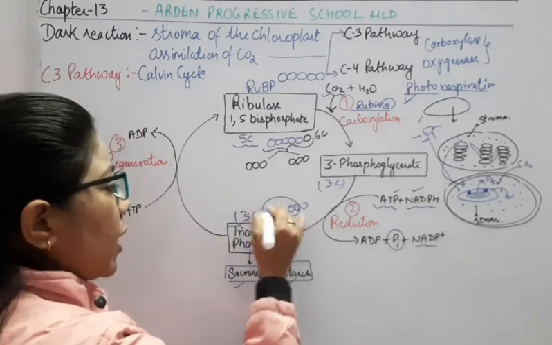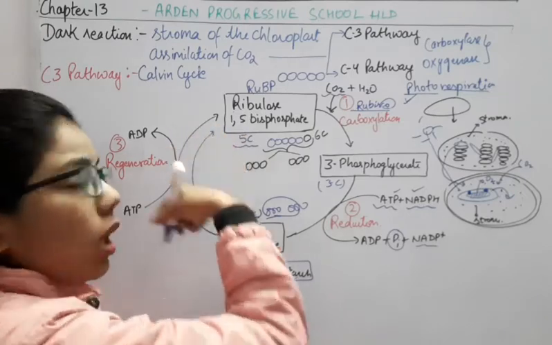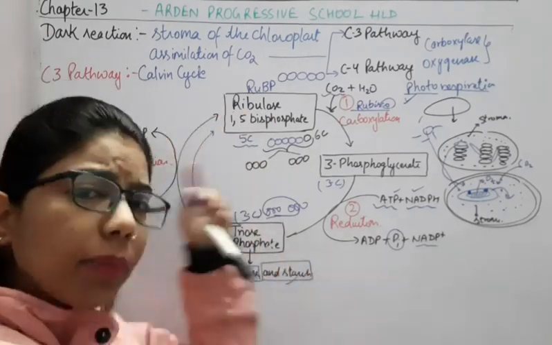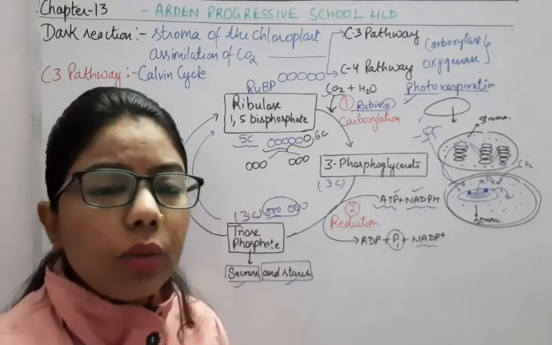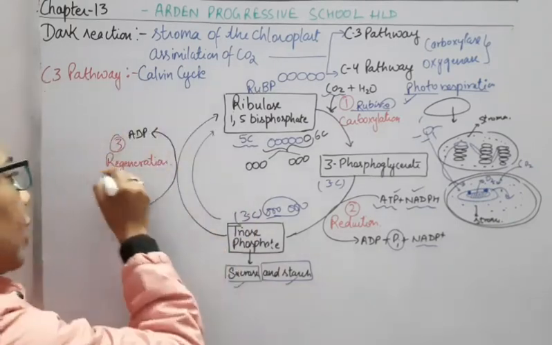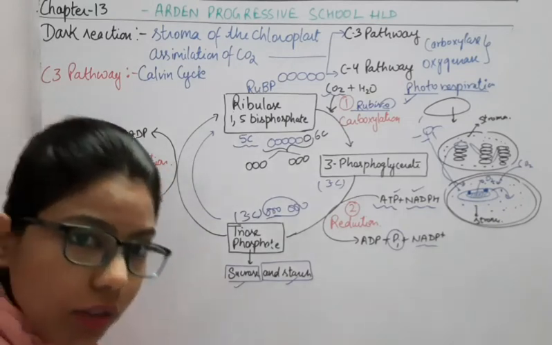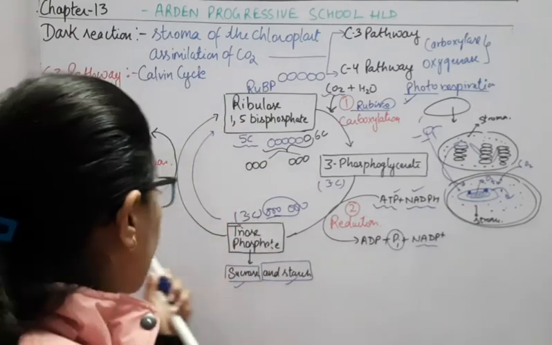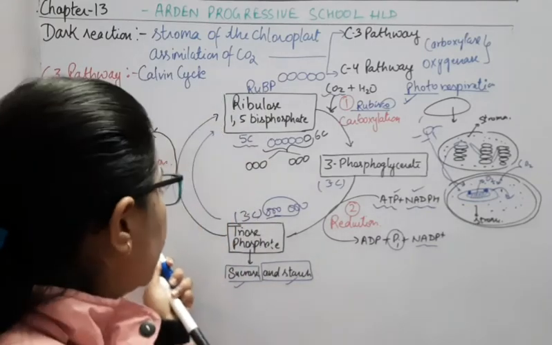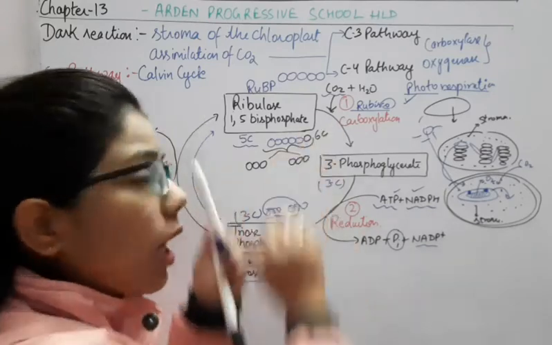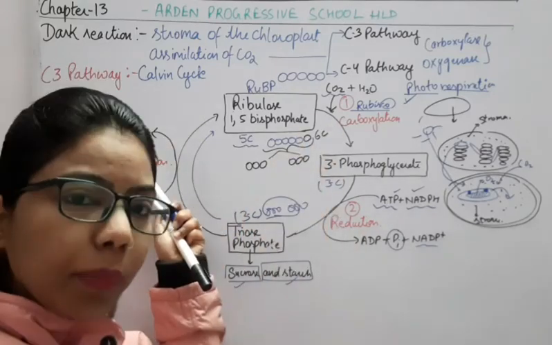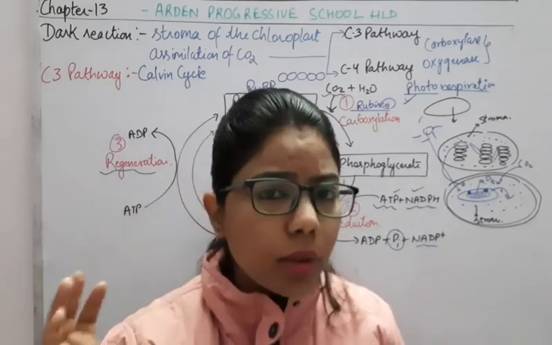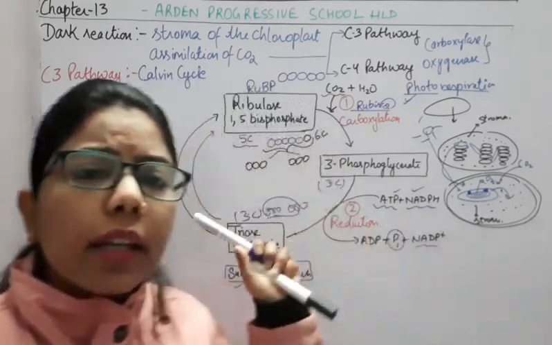3 and 4, 5 we will take from here, and it will be sent back to the RuBP. And when we are forming the same thing, we are regenerating it. The third step which comes here is the regeneration, and this regeneration again needs some energy in the form of ATP. So when we provide this ATP, it will regenerate the RuBP, releasing the ADP here, right? So the whole cycle has 3 steps. What are they? Carboxylation, then reduction, then regeneration.